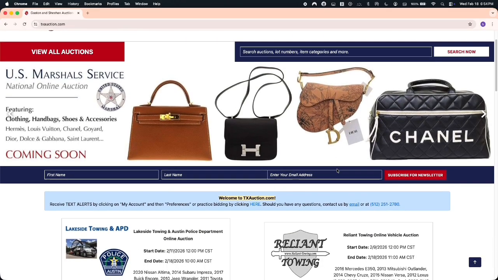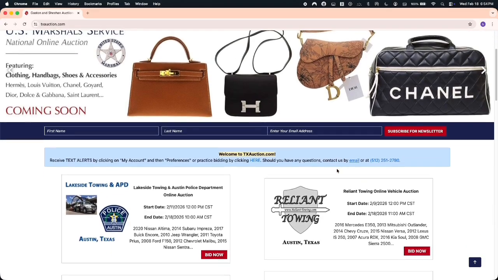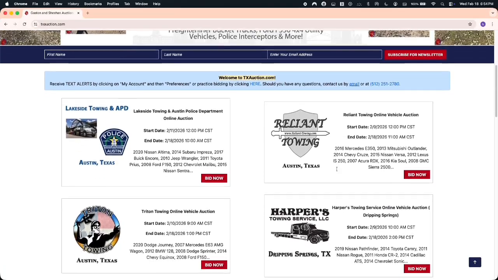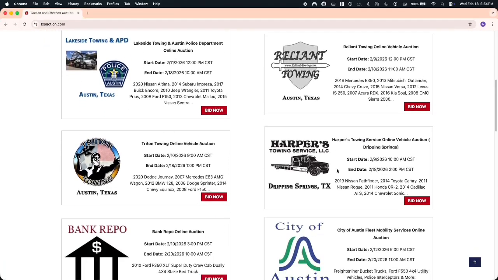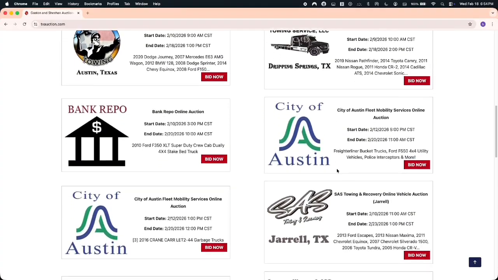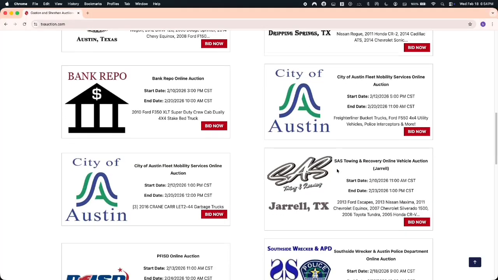Step six, understand the redemption period. In Texas, the original owner may have a redemption period. This means they can buy the property back within a certain time by paying what you paid plus fees. So make sure you understand this before investing.